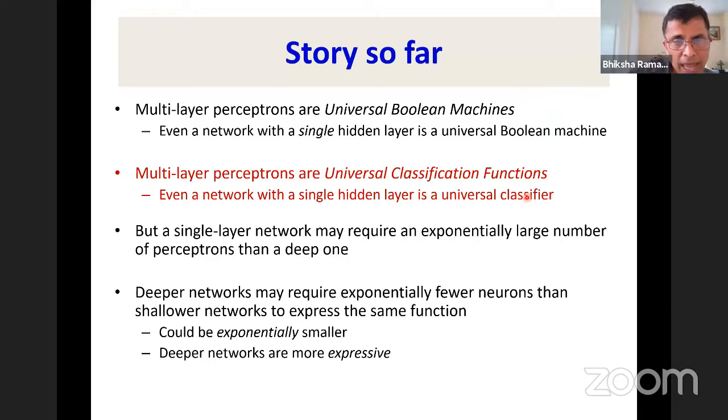So what we have is that MLPs are universal Boolean machines. Even a network with a single hidden layer is a universal Boolean machine. They are universal classification functions. A network with a single hidden layer is a universal classifier. But a single layer network may require an exponentially larger number of perceptrons compared to a deeper one. Deeper networks may require exponentially fewer neurons than shallower networks to express the same function. And they could be exponentially smaller, so they are more expressive. That's the story so far.